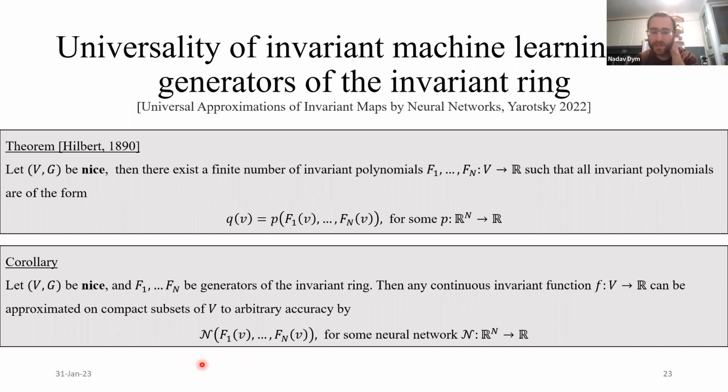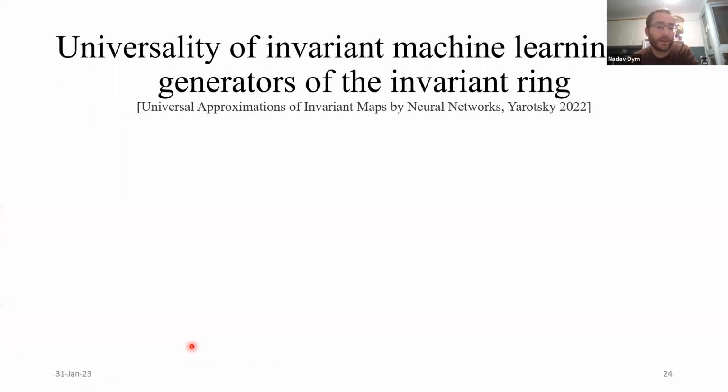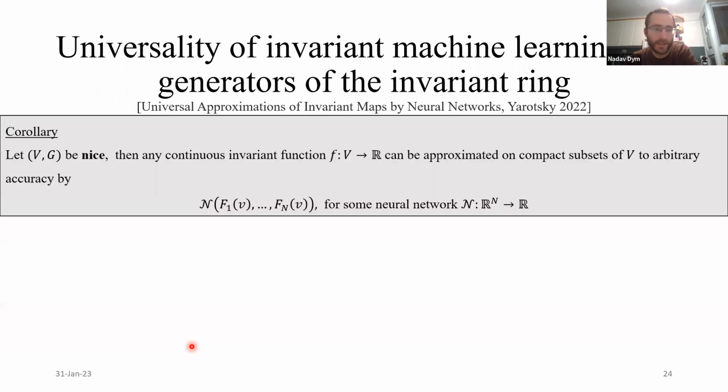The idea of why this is true is that you can show that any continuous invariant function can be approximated by invariant polynomials. So that gives you this, and then you can approximate the polynomial p here by a neural network, because neural networks can approximate any function, and that's the way it goes. So that's an argument, and basically this thing should work for any nice pair, nice group action. Let's call it that. That's good news.